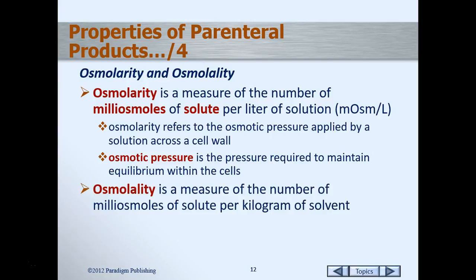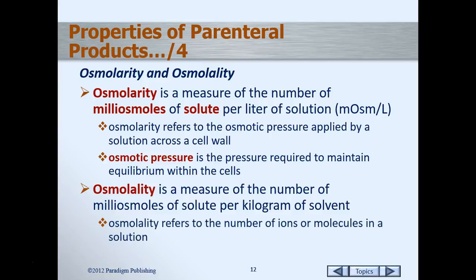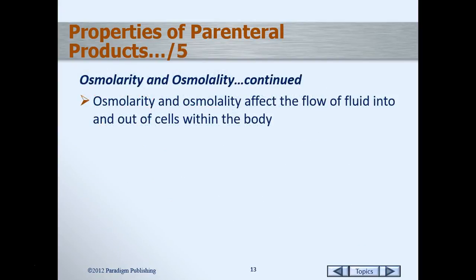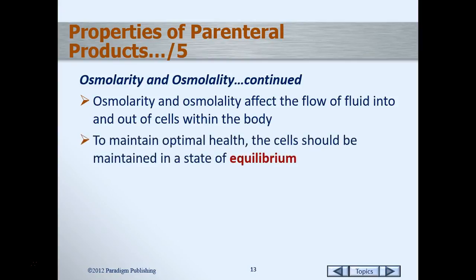Osmolality is the measure of the number of milliosmoles of solute per kilogram of solvent. So osmolarity is measured with liters of solution, whereas osmolality is the solute per kilogram of solvent. It refers to the number of ions, or the molecules themselves, within the solution. These osmolarity and osmolality values will affect the flow of fluid into and out of the cells in the body. To maintain optimal health, of course, we want to maintain homeostasis, or a state of equilibrium.